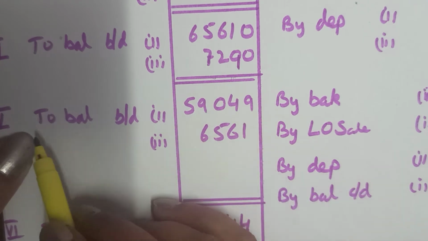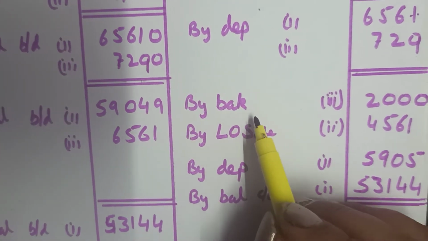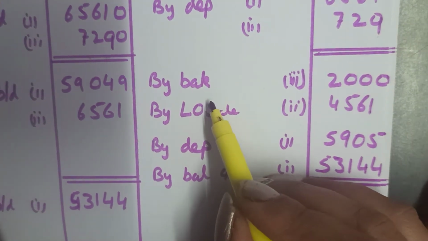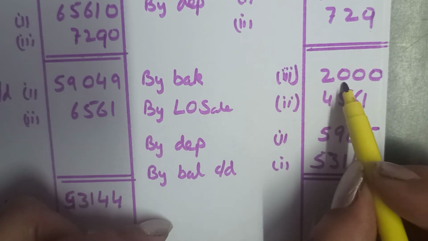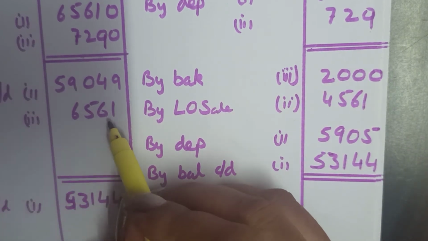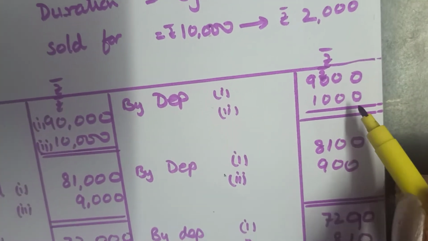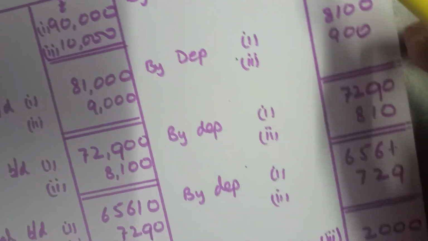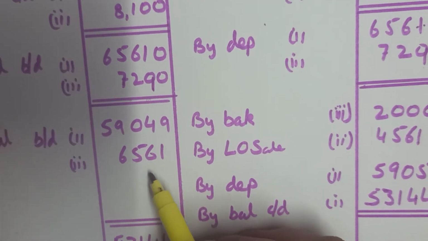This is the 5th year. This is the year of sale. In this year, the asset is sold. As soon as you are informed asset is sold, the first thing you write is to bank, rupees 2,000. Now this asset, second asset is being sold. Asset that costed rupees 10,000 in the beginning. This is asset number 2. For us, the value of this asset number 2 is 6,561 now.